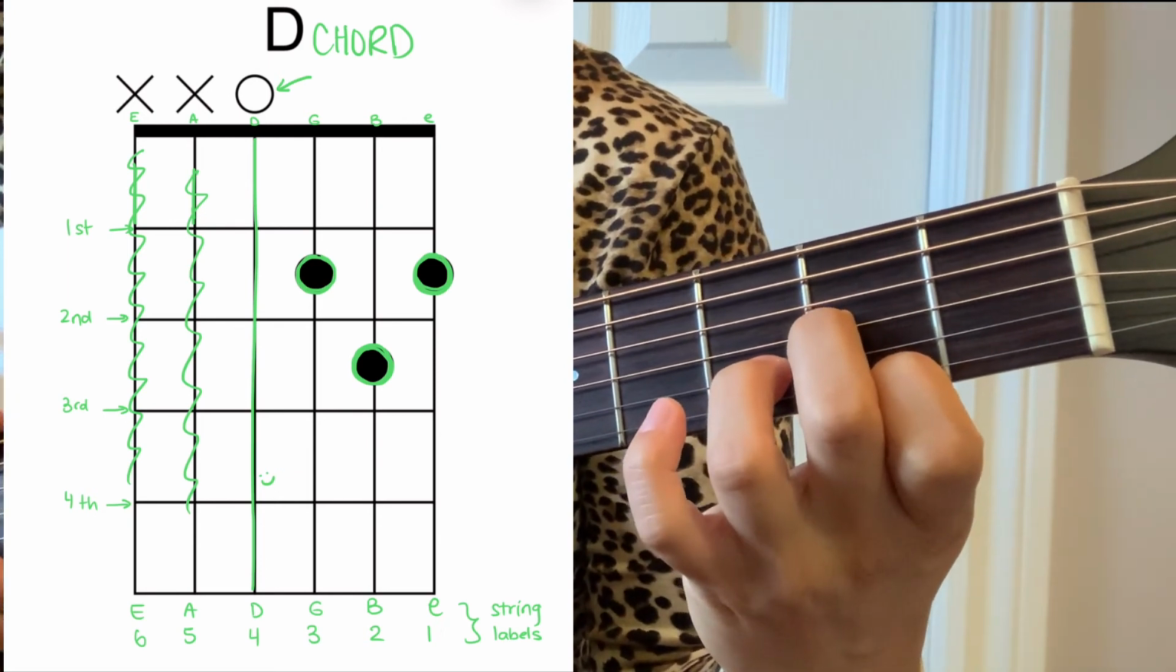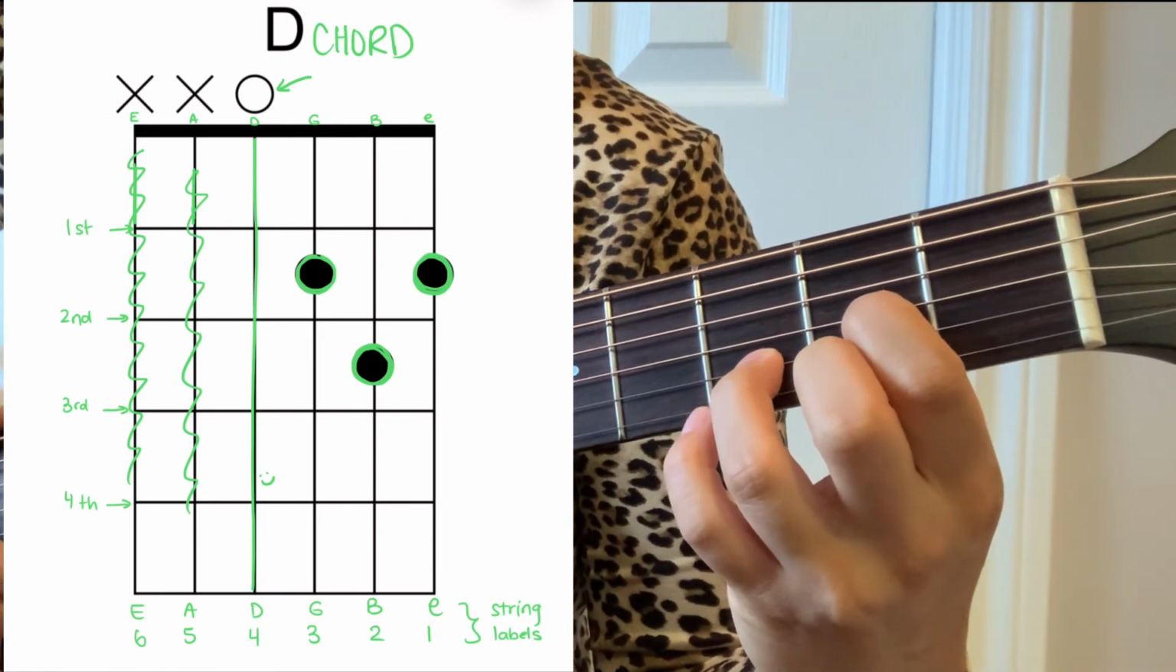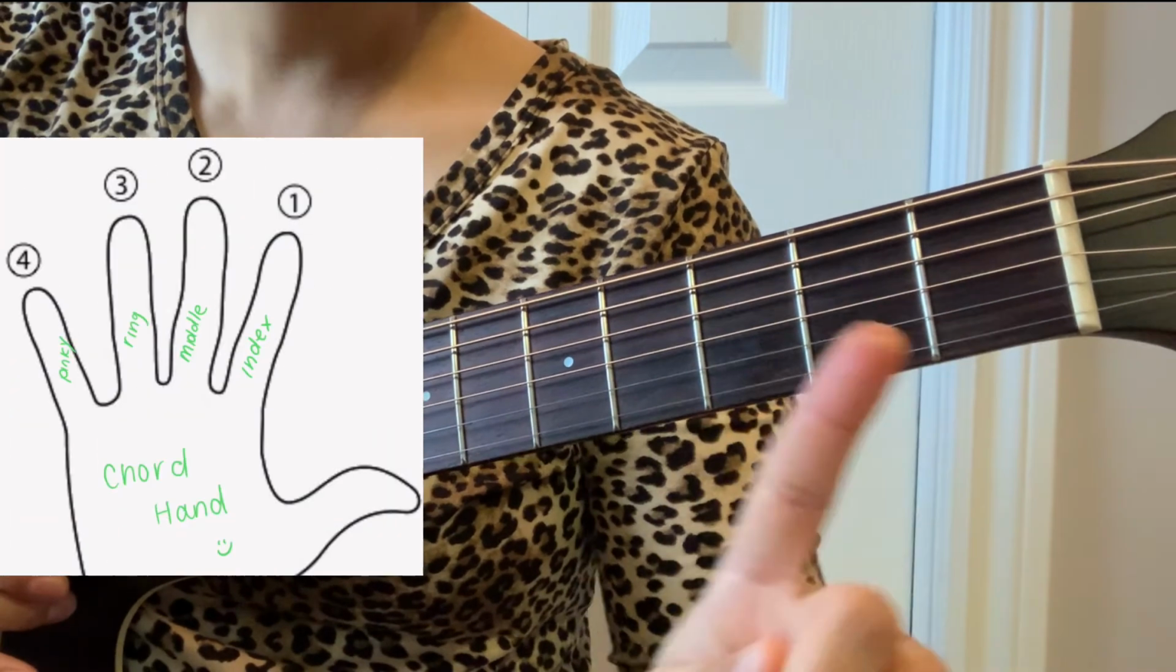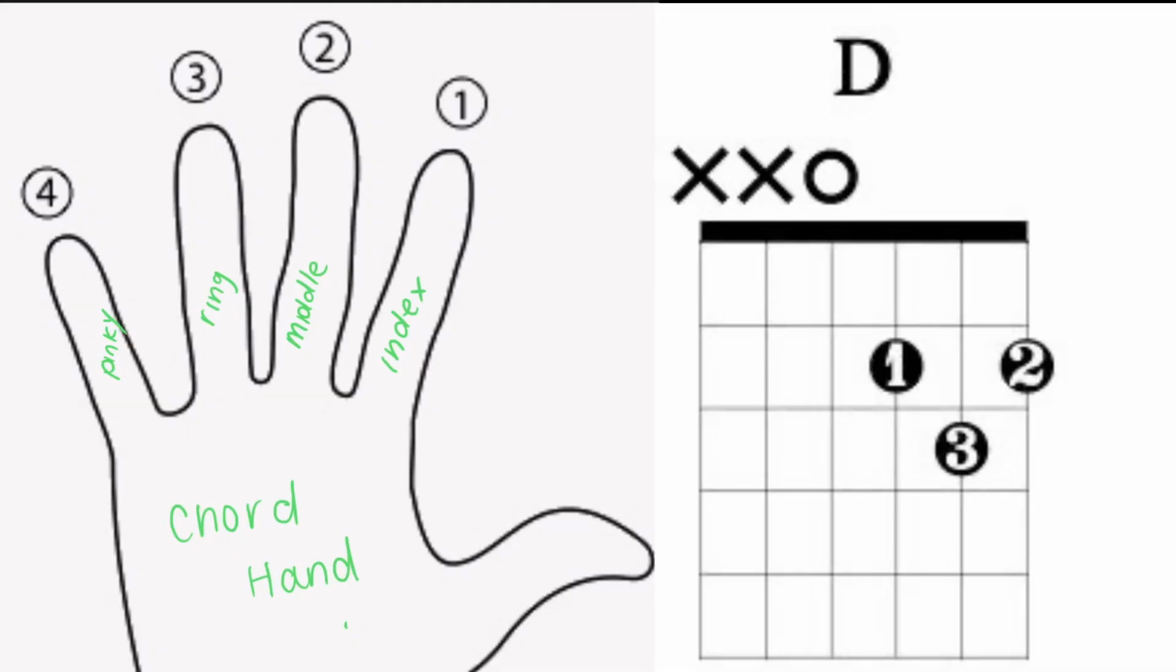So some charts actually have numbers to show you which finger you're going to place on which spot. So our finger numbers are finger 1, finger 2, finger 3, and finger 4. So let's look at this chord with the finger numbers on the chart as well. All right, that's everything you need to know to read a chord diagram and then play the chord.